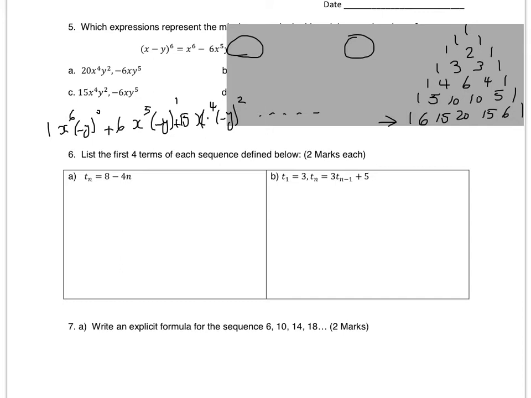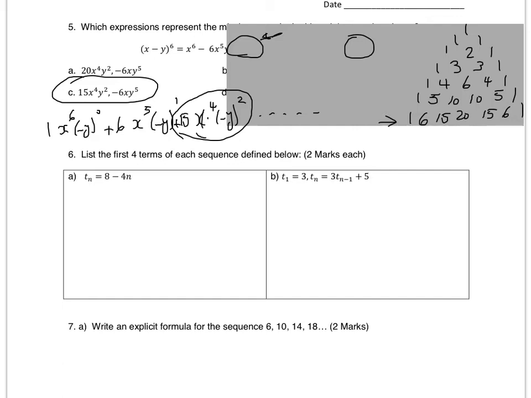Now, the one I'm concerned with is this term, which is equivalent to this term here. Negative y exponent 2 is y squared, times 15 is 15 y squared x exponent 4. And if you look here, this is the 1, 15 x exponent 4 y squared. So the answer is C.